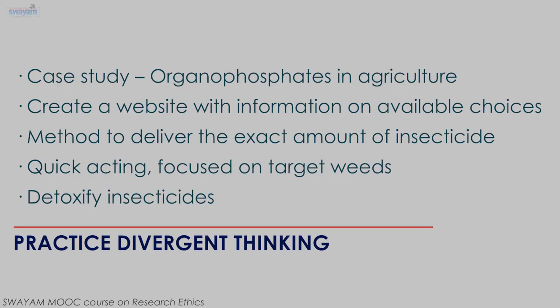So in the case of organophosphates that we had, we made a list. We wanted to create a website with information on the ideal pesticide or insecticide and have a mechanism for pre-calculated portions of this compound to be used, or invent a process for a pesticide which is used immediately and kills the target pests. The other one would be to be able to detoxify these organophosphates as soon as it reaches the soil when it is not needed, or to identify better alternatives to these pesticides. So the list can be endless.